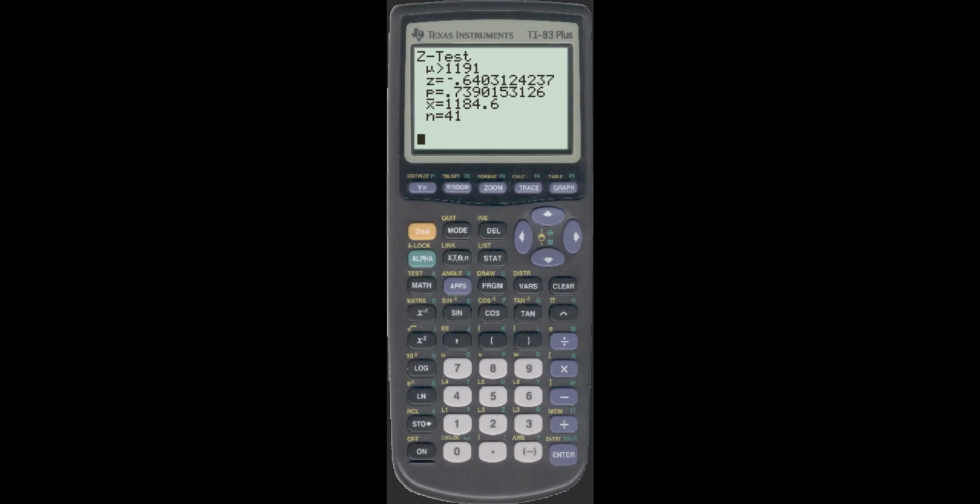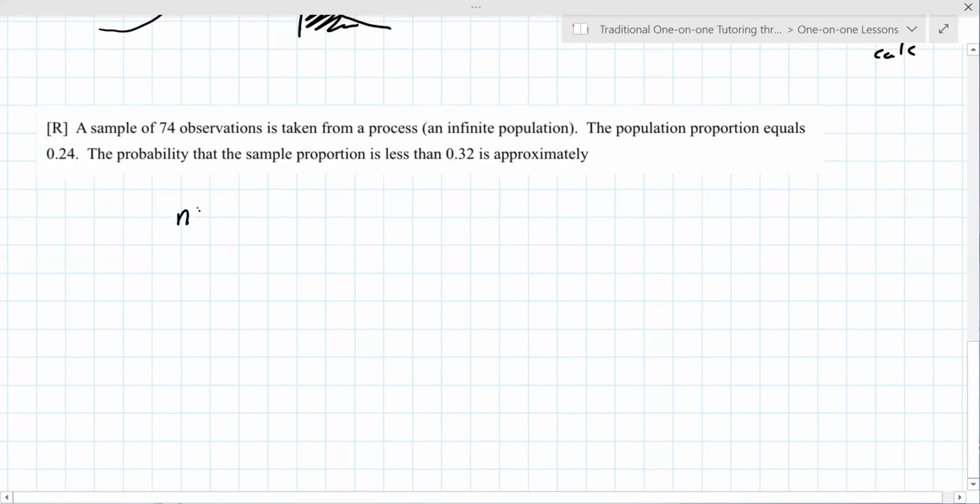All right, so we're gonna use the calculator again for this one, but let me just snip it in and then run through a couple of things to get it. But you're gonna go back to the stat thing again. Okay. All right, let me just go back to that. So it says a sample n equals 74 observations is taken, population proportions. This is your P. Okay. P is 0.24. The probability that the sample proportion is less than 0.32. Okay, so we want the probability that P is less than 0.32.